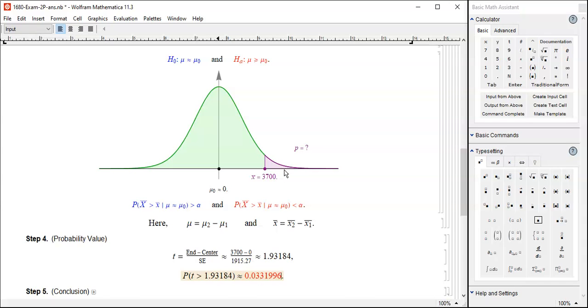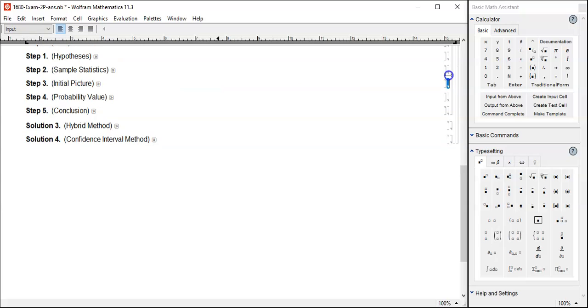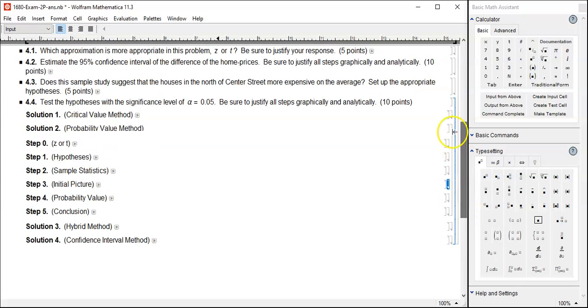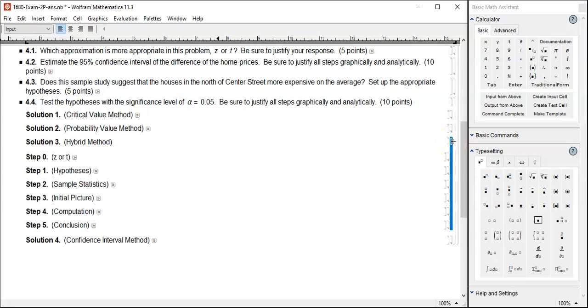So that's the idea behind type 1 error and null versus alternative. Were you able to follow all that? If you do, great. But otherwise, don't use this unless you know what you're doing. Students who choose the probability value method, the p-value method, usually do worst. Hybrid method, both of them together.